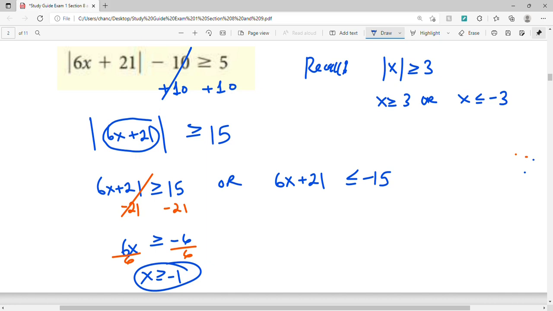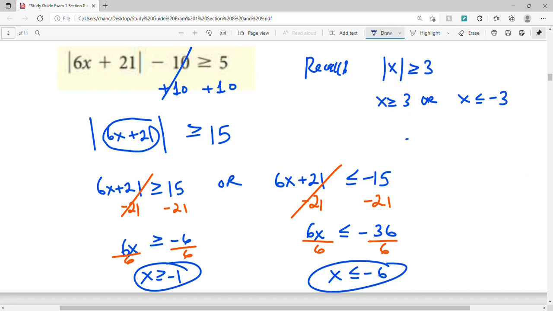For the other side, we'll do the same process. Let's subtract 21 to both sides. And so 6x is less than or equal to negative 36. Let's divide both sides by 6. And so we have x is less than or equal to negative 6.